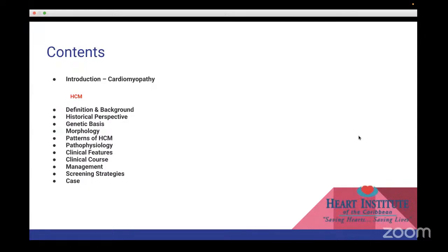So we'll be looking at an introduction to cardiomyopathy, and you'll hear me saying HCM. That is me referring to hypertrophic cardiomyopathy. For HCM, we'll be looking at the definition, the background, briefly the historical perspective, genetic basis, morphology, patterns of HCM, pathophysiology, clinical features, clinical course, management, screening strategies, and a case to wrap up the presentation.